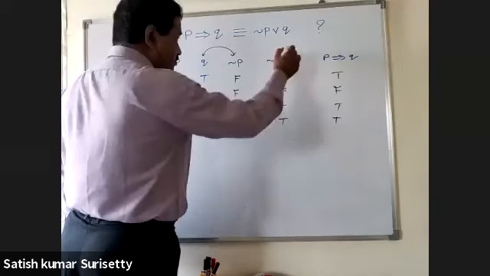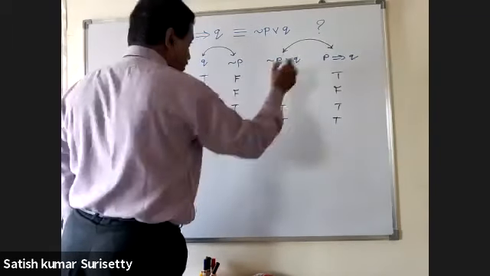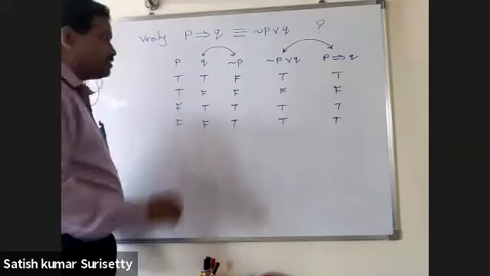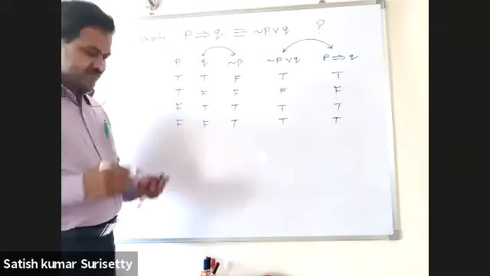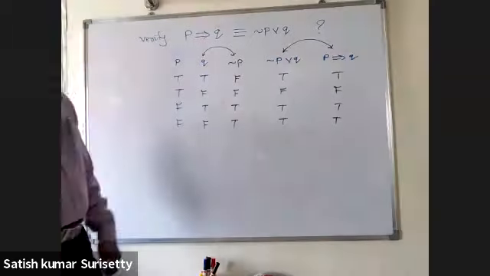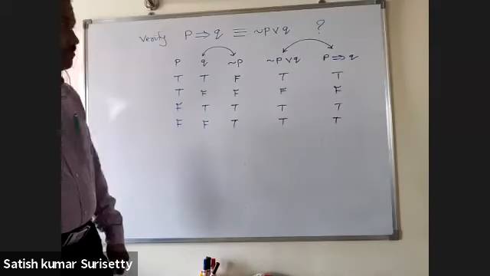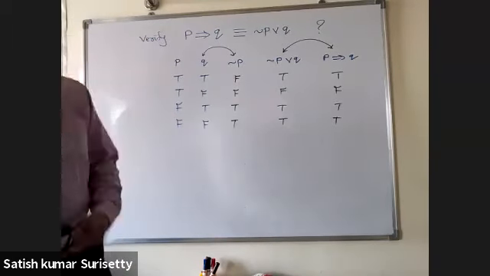Now, observe these two. Are they equal? Equal in the sense that the truth values must be the same. Are the truth values the same? Yes. That means they are called logically equivalent.